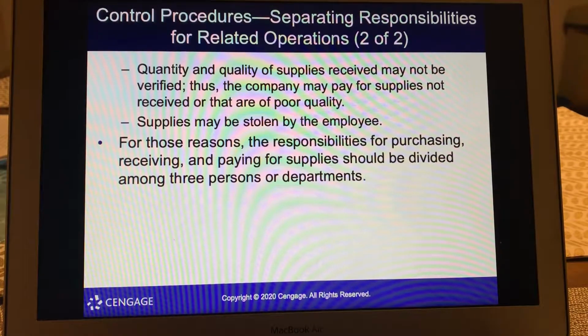Additionally, I won't read all of that as well, but for those reasons, the responsibilities for purchasing, receiving, and paying for supplies should be divided among 3 persons or departments. And this is very, very common. Now, if you have a small business, you're probably taking care of all 3 of those responsibilities, but it's your company. But the larger you get, you don't want the same person doing your purchasing, receiving, and paying for supplies, because there's cash there. They have access to the accounts, so just keep that in mind. But also keep in mind that if you have a small business, you're going to be handling those duties. So it's not like you're going to be stealing money from yourself. But if you have an employee, man, you better make sure that you have these internal controls, because that money is important.